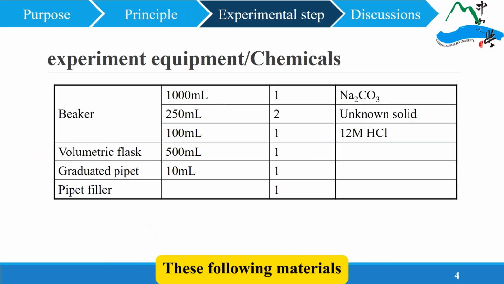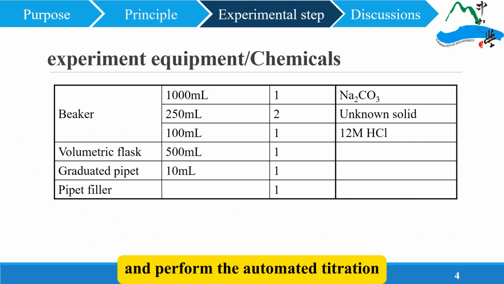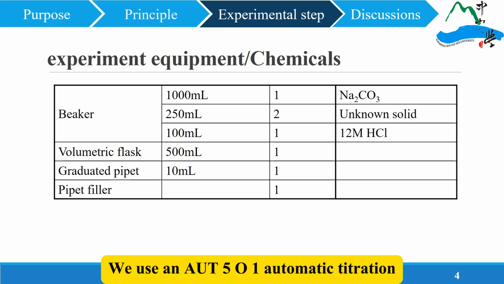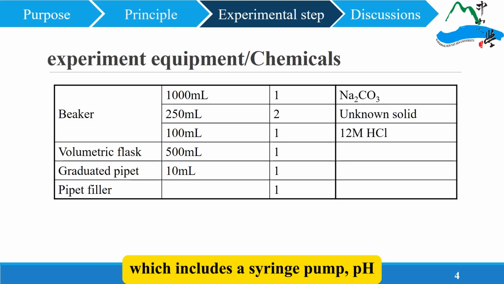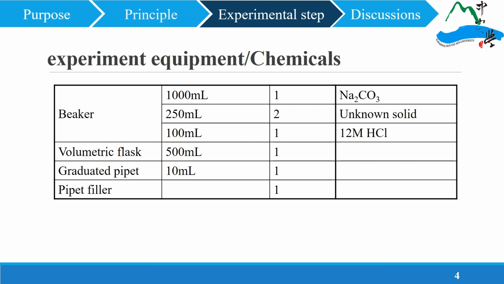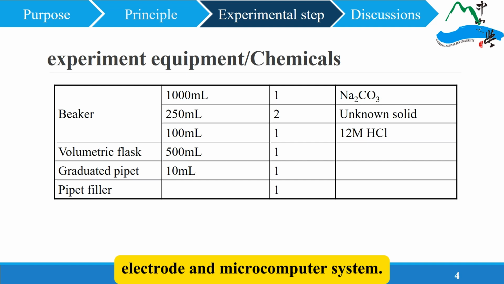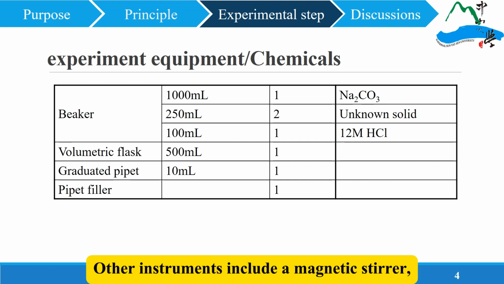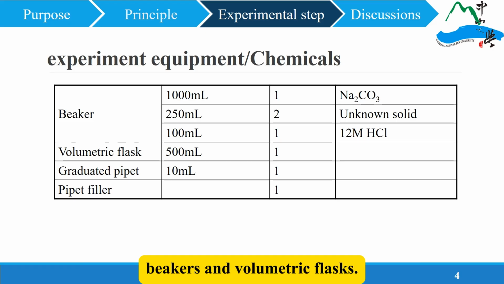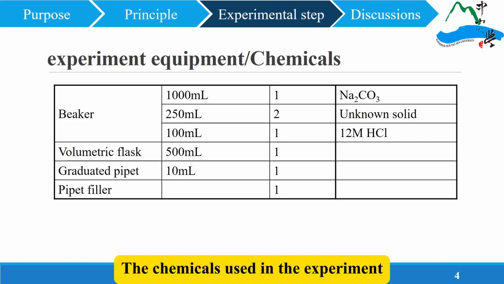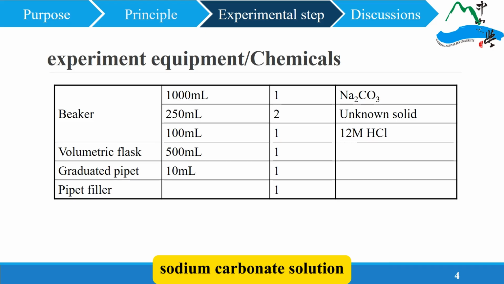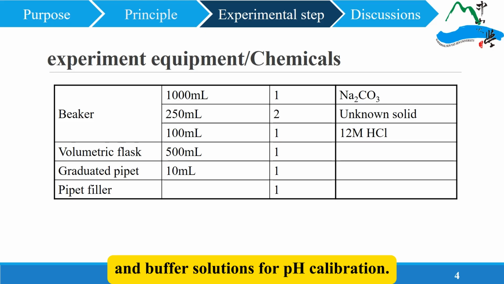The following materials are required to prepare the solutions and perform the automated titration. For this experiment, we use an IUT 501 automatic titrator, which includes a syringe pump, pH electrode, and microcomputer system. Other instruments include a magnetic stirrer, beakers, and volumetric flasks. The chemicals used in the experiment include hydrochloric acid solution, sodium carbonate solution, and buffer solutions for pH calibration.